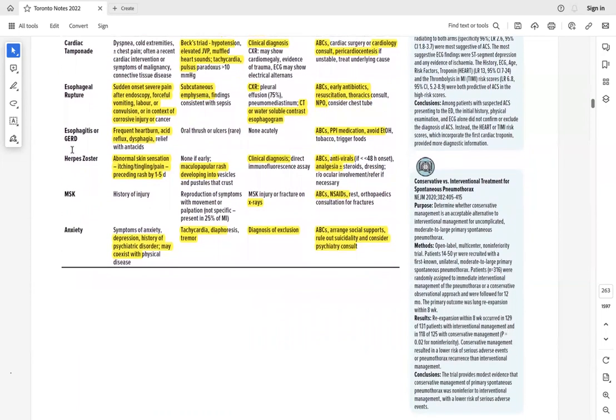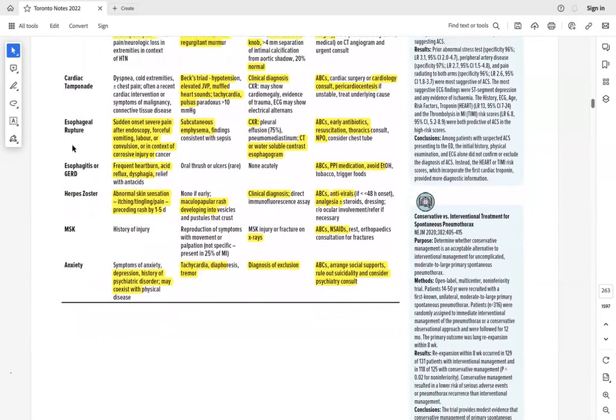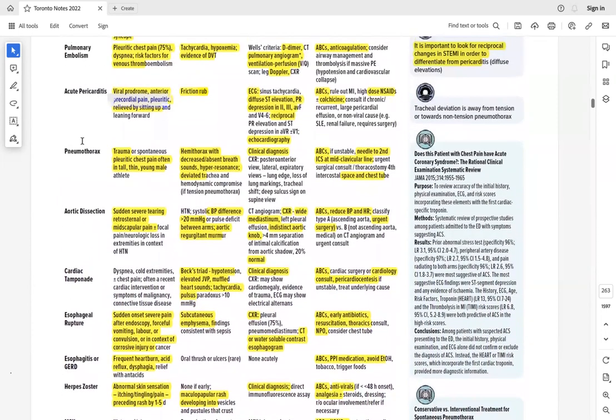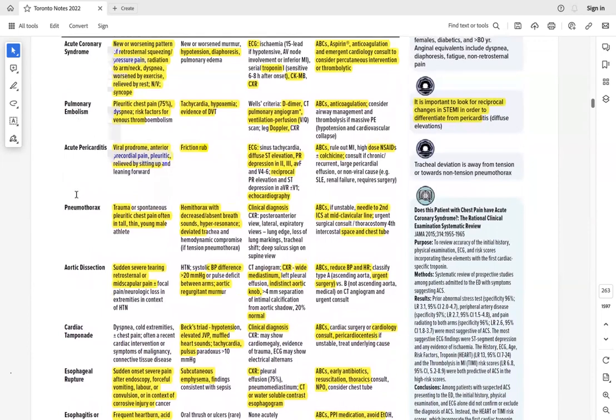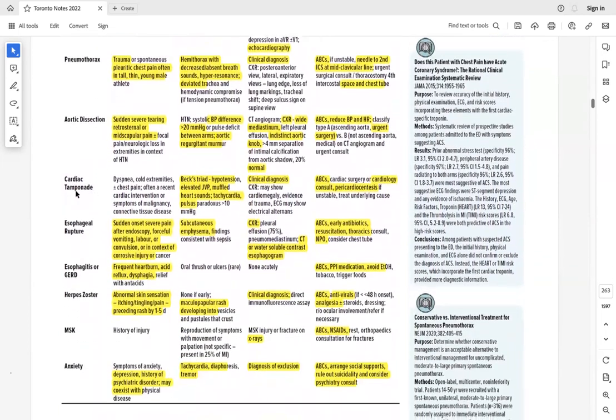In GERD, all of these are the DDs of chest pain. Remember that also, okay? So if they're asking you, the patient is presenting with chest pain, what are the DDs? You can write all of these in the DDs.